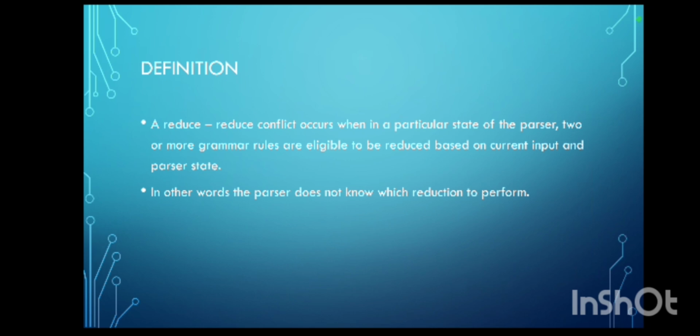Now, the reduce conflict in compiler design is a type of conflict that occurs in bottom up parsers, especially in LR parser. Let's see the definition. A reduce conflict occurs when, in a particular state of a parser, two or more grammar rules are eligible to reduce based on the current input and parser state. In other words, the parser does not know which reduction to perform.